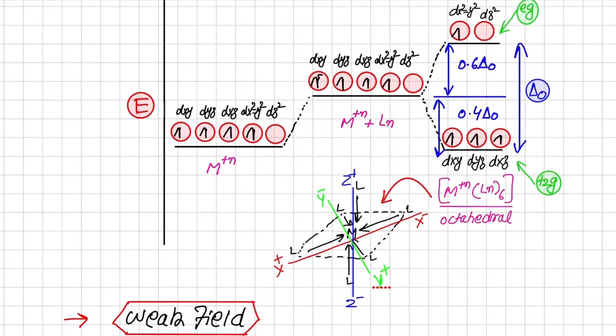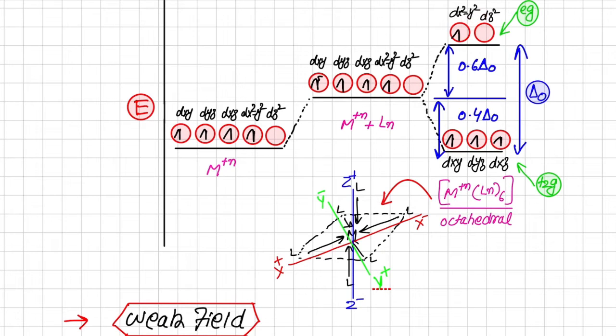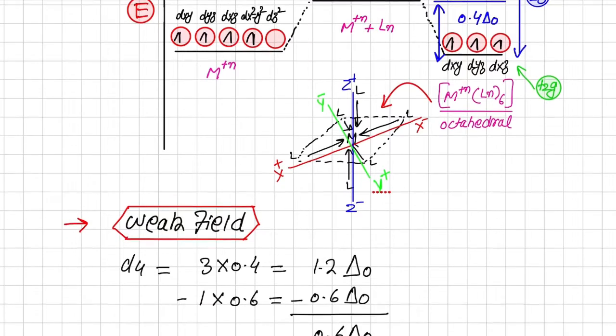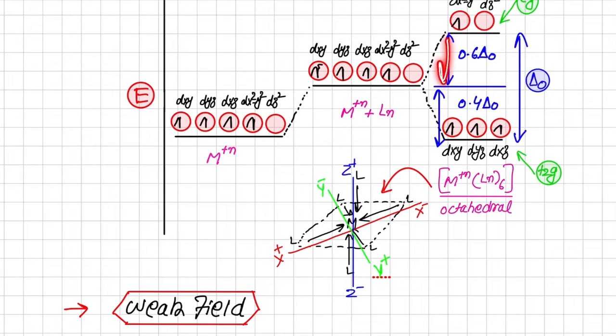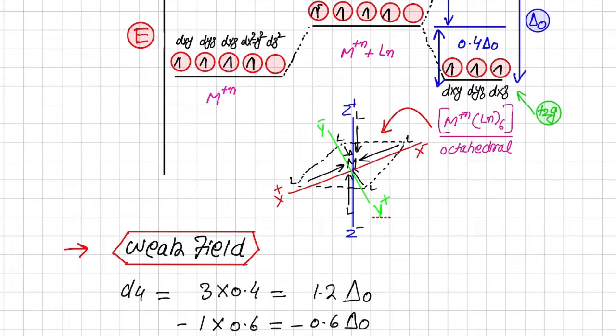Now the fourth electron has gone into the higher energy level, dx²-y². So the value for these orbitals is 0.6 delta O, where delta O is the crystal field splitting parameter for octahedral geometry. So the value for this electron will be 0.6. Now the question is whether we will add this value to the previous value or subtract it. So the answer is that we will subtract this value from the lower value of 0.4 delta O.